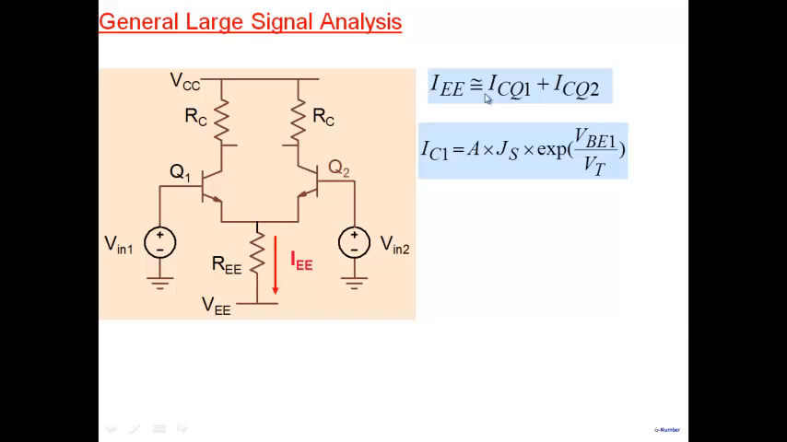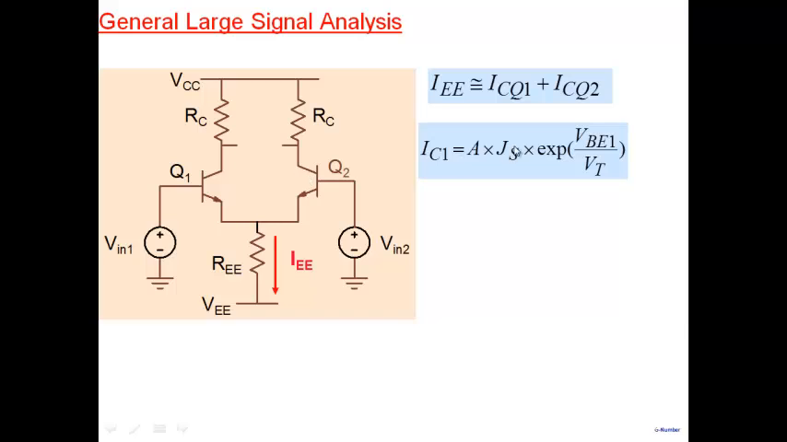I should not write this now, this should be modified. I should not write quiescent point anymore. I should write IC1 plus IC2 here. Okay. So what we are saying is IEE will be equal to IC1 in this transistor plus IC2 here.